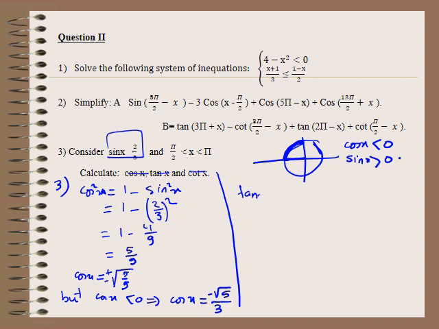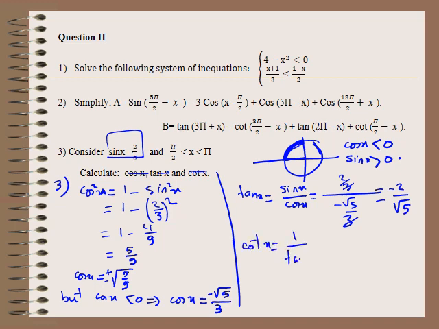Now tangent x. Tangent x equals sine x over cosine x. Sine x is 2 over 3. Cosine x is minus radical 5 over 3. The 3s cancel, so the answer is minus 2 over radical 5. Cotangent x equals 1 over tangent x, which is equal to minus radical 5 over 2.